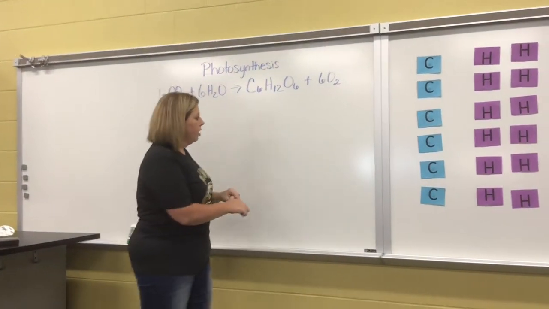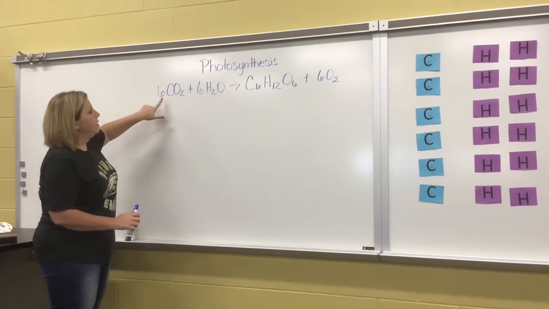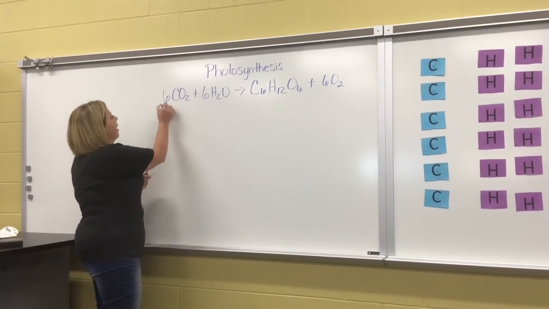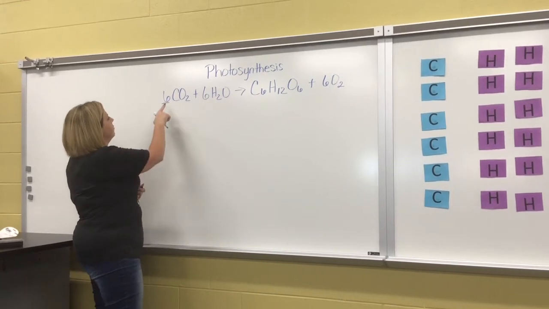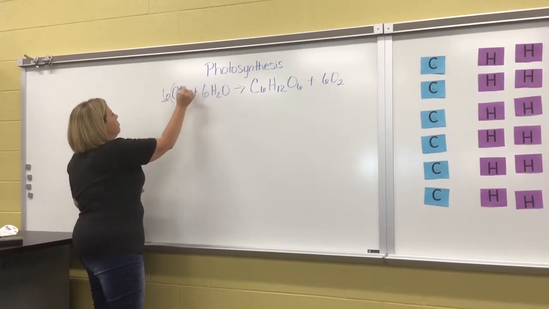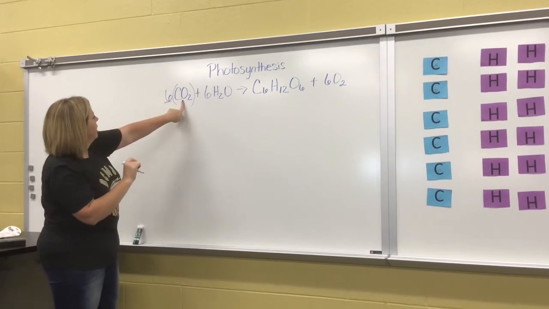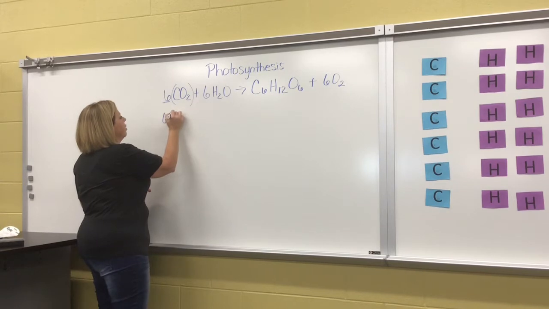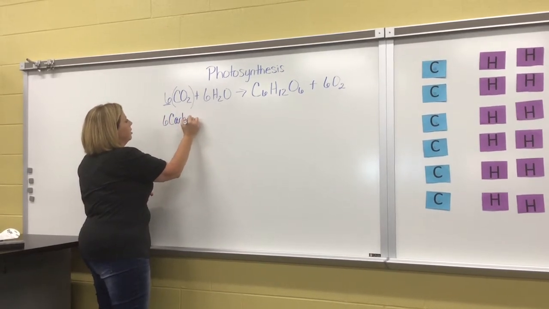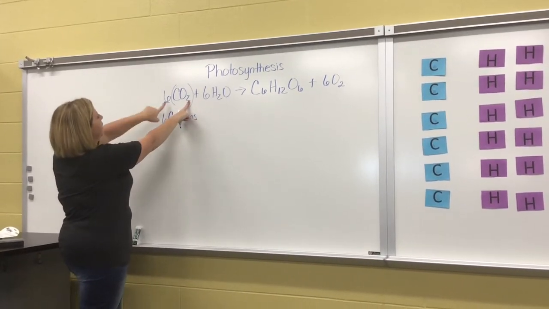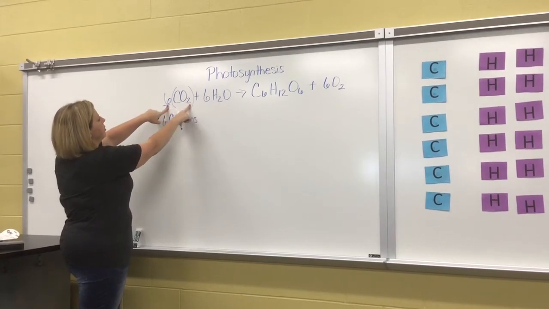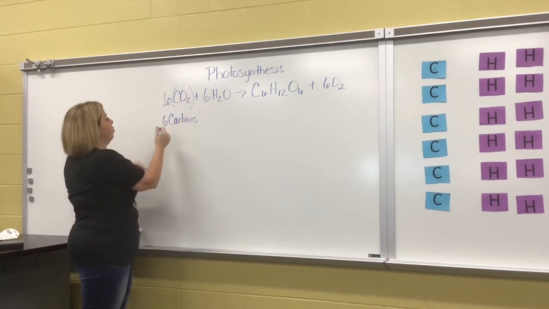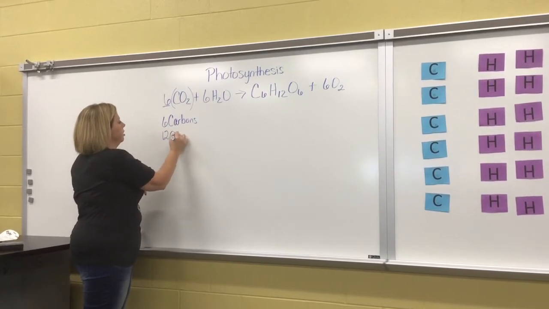sense. So I want you to remember that when there's a large number in front, we call that a coefficient. And so that would be like multiplying that by the entire compound. So that tells us that there are going to be 6 carbons. And if we've got a 2 here and a 6 here, we're going to multiply those. So that tells us from this compound, we have 12 oxygens.